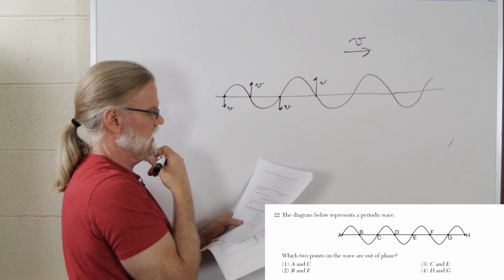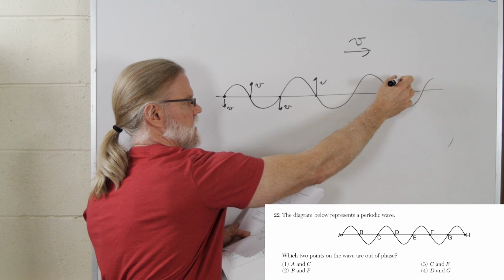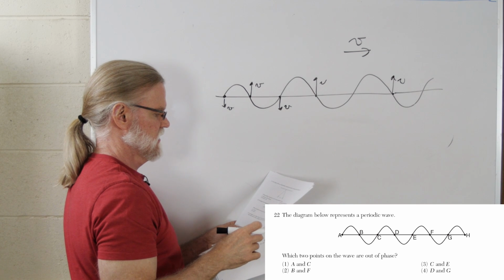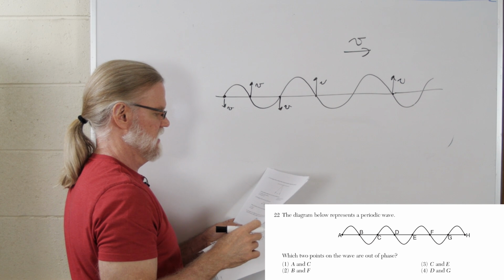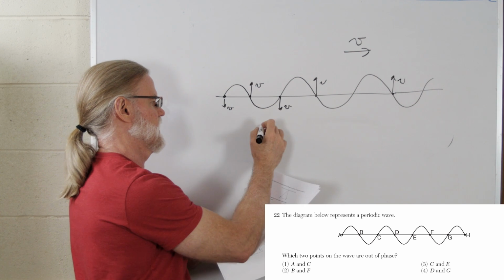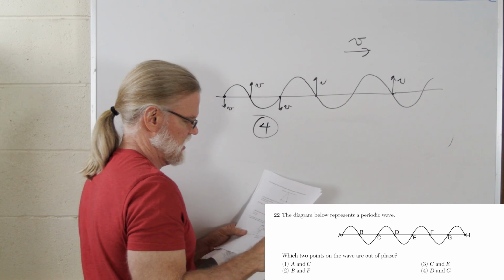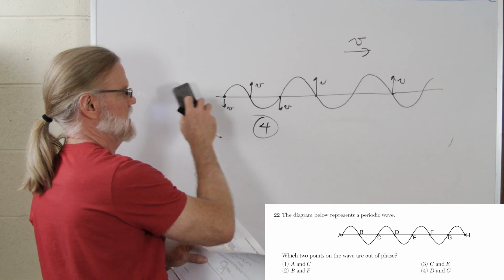B and F are in phase. F is down here someplace. They're both going upward, the same position. C and E are both going downward. And D and G, D is going up and G is going down. D and G is the answer. 4. D and G are not in phase. In fact, they're 180 degrees out of phase.